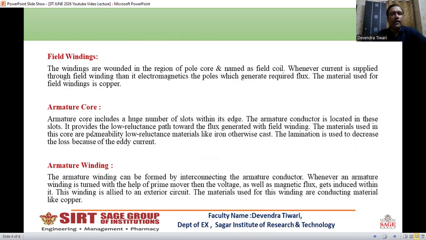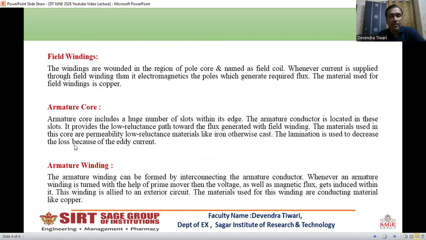Armature core. Armature is the rotational part of the DC machine, which is the internal part. Armature core includes a huge number of slots within its edge. Slots are given here so as to place the conductors. The armature conductor is located in these slots. It provides the low reluctance path toward the flux generated by field winding. The materials used in this core are high permeability, low reluctance materials like iron or cast iron. The lamination is used to decrease the loss because of eddy current.